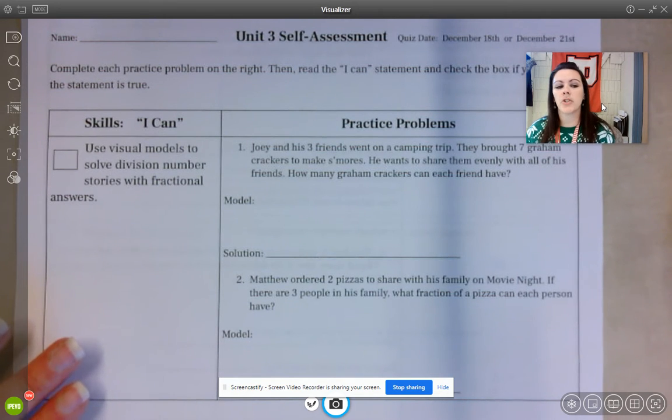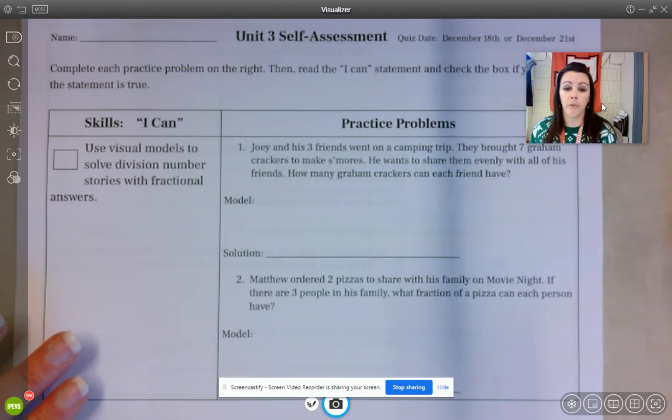So it says Joey and his 3 friends went on a camping trip. They brought 7 graham crackers to make s'mores. He wants to share them evenly with all of his friends. How many graham crackers can each friend have? The first question that's going through my mind right now is, can everybody get at least 1 full graham cracker? I have 4 friends and I have 7 graham crackers. Yeah, everybody can have at least 1 graham cracker.